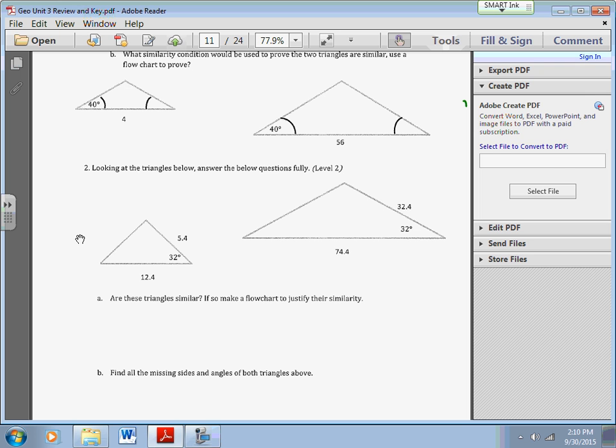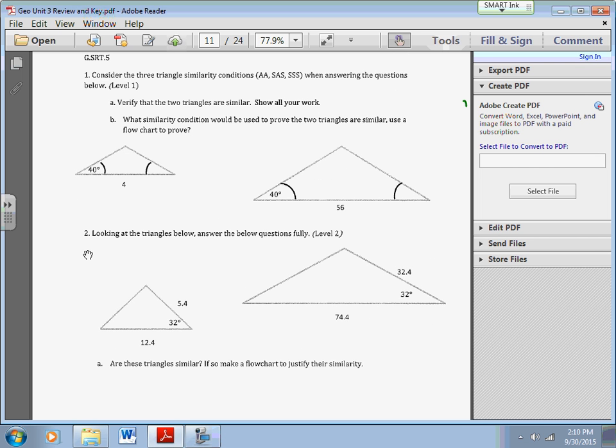Determine if the triangles are similar. For this problem right here, what can I use to prove these are similar triangles? This 40, what does this symbol mean here? They're the same. These two are 40. So then the other one must be 40. So these are 40. Which theorem is it? Angle, angle. Angle, angle. Okay.